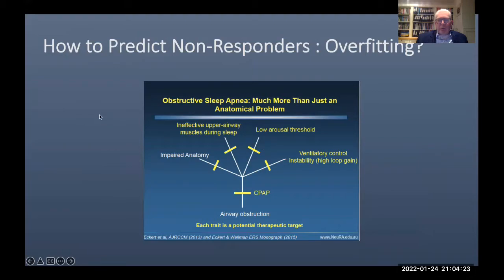So, overfitting. Apologies, I think I may be blocking out some text here, but overfitting. So, how to predict non-responders? Well, that's what we'd like to do before we start, isn't it? And so, again, it's back to overfitting being the hammer and nail thing.